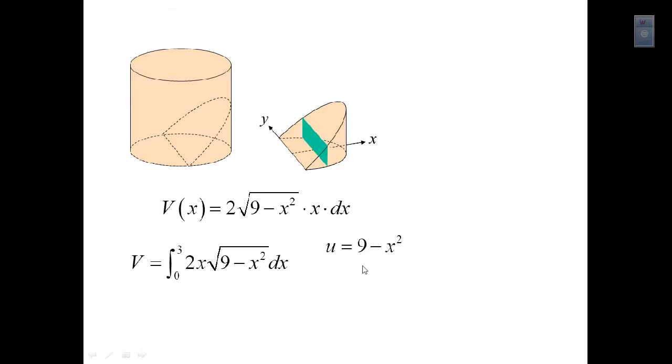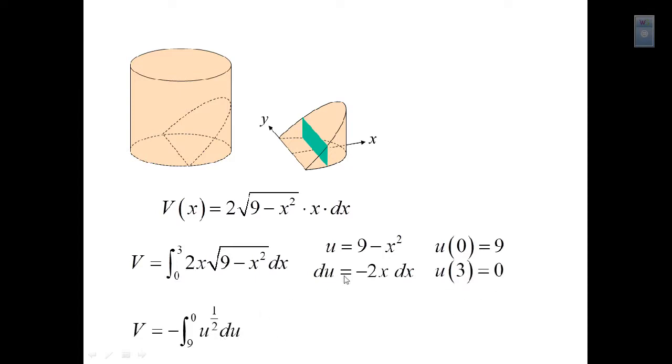We can let u equal 9 minus x squared to use a little u substitution. Then the derivative of that is going to be negative 2x dx. We can move the negative to the other side because we've got our 2x dx. And if we wanted to change our bounds, we could go ahead and do that. Plug in 0, we get 9. Plug in 3, we get 0.